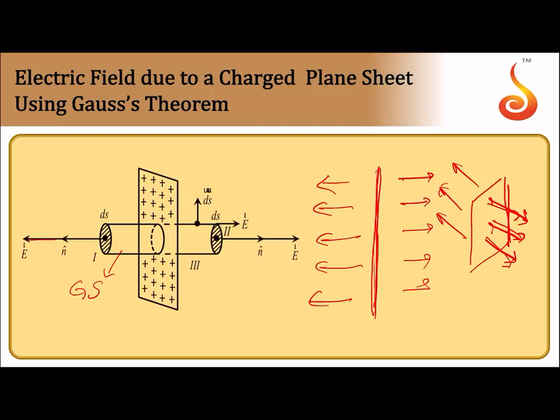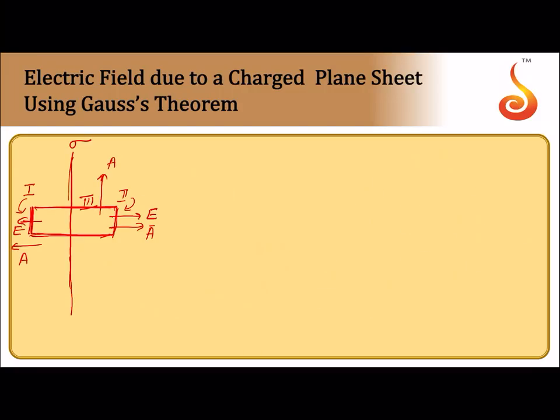He has shown the area vector along this direction. This is our area vector, while for this surface, the area vector is here. This beautiful diagram shows the same thing. Let us go back to our construction.